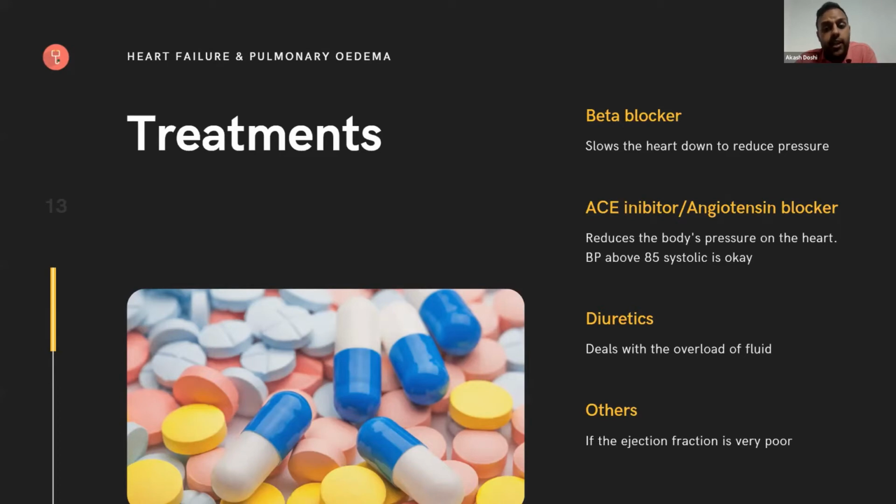Then there are diuretics. Diuretics don't improve the mortality. What they do is help with the symptoms. They help get rid of that excess fluid, and so patients feel a lot better with them. There are also other treatments that are available if the ejection fraction is very poor. And that's why it's important to get that echo and grade how bad the heart failure is.